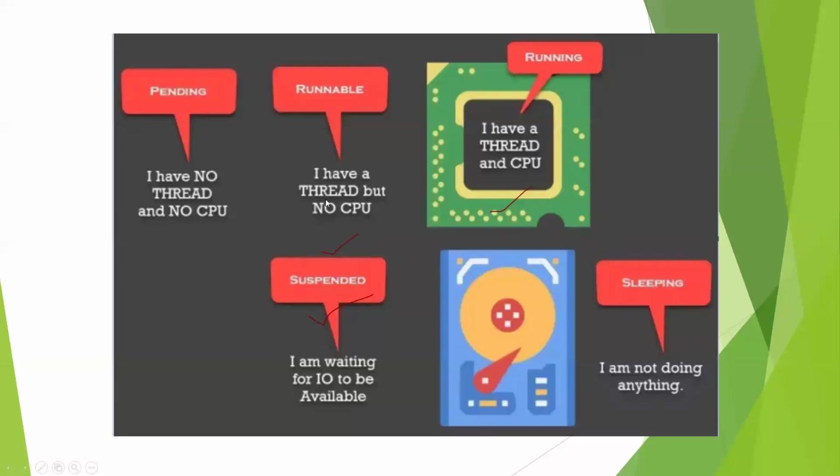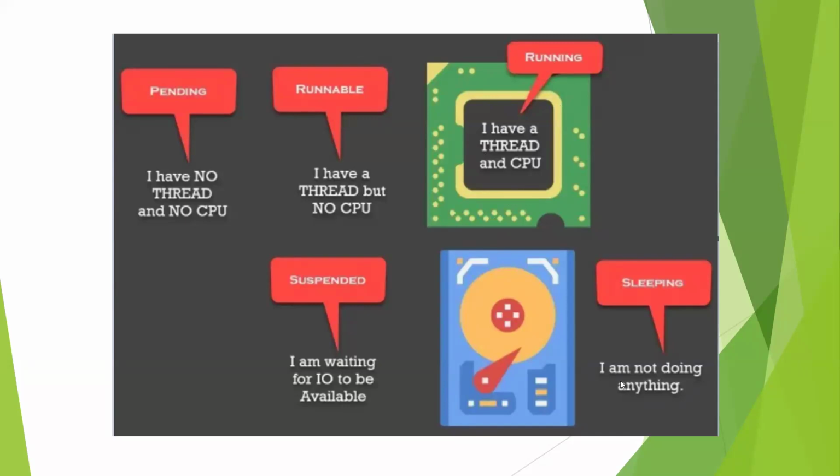Runnable: I have a thread, but not a CPU. It is basically in the runnable queue. This is the CPU. So this is the CPU which is currently executing. That's why I have a thread and I have a CPU, and the status you see is currently running, because the thread is currently running.